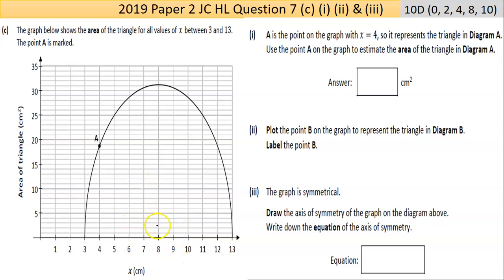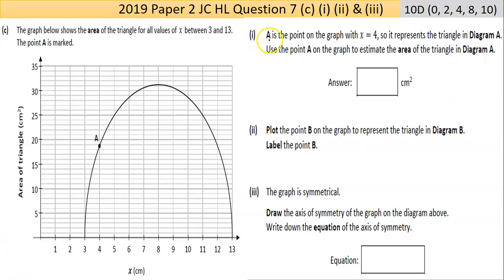Part 1 says A is the point on the graph where x equals 4. So it represents the triangle in diagram A. Use the point A to estimate the area of the triangle in diagram A.